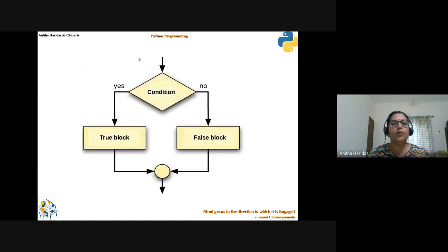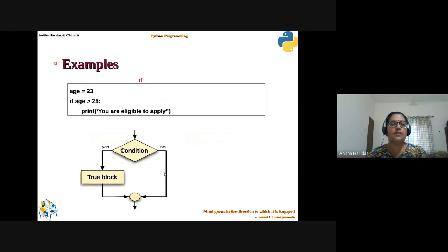So this is how your if statement works. You have a condition, and if the condition is true, the true block, or the if block, will be executed, then it goes to the next statement. Whereas if the condition is false, it executes the false block, or you call it the else block, then it goes to the next statement, right? So this is how it works.